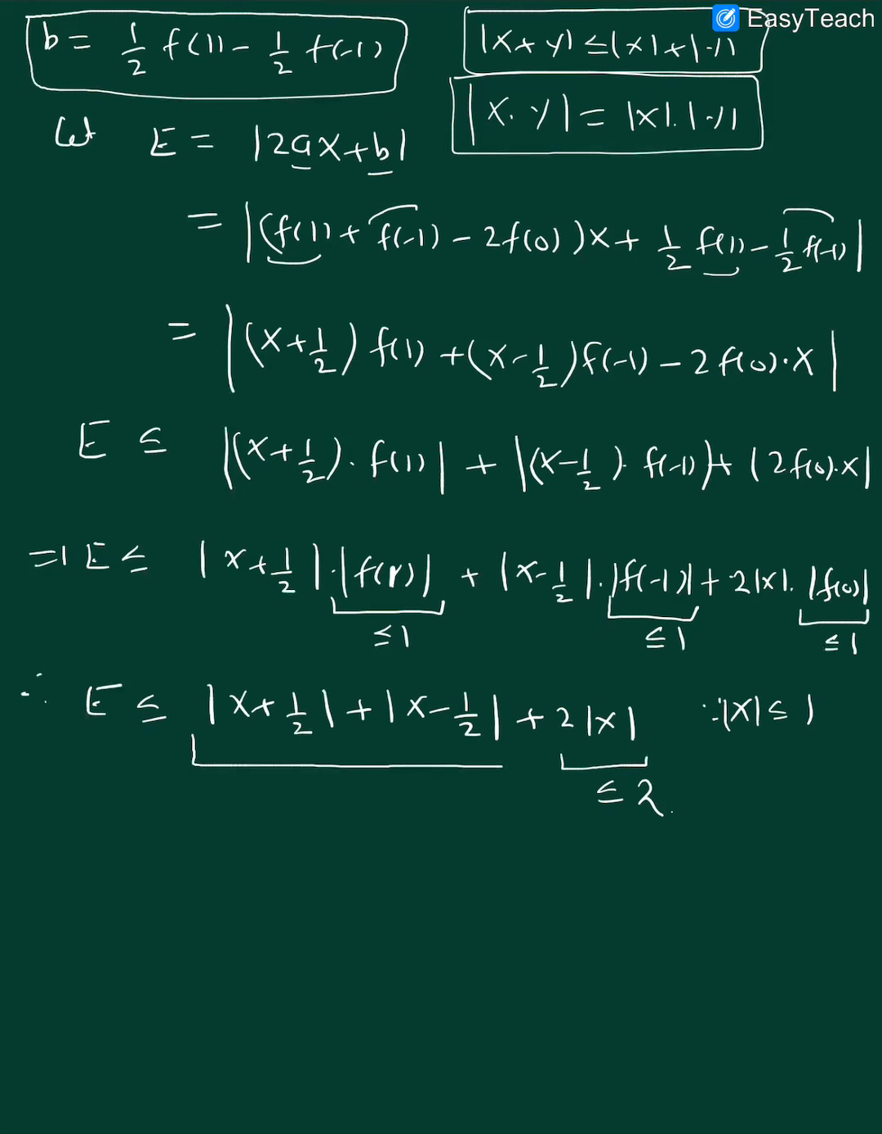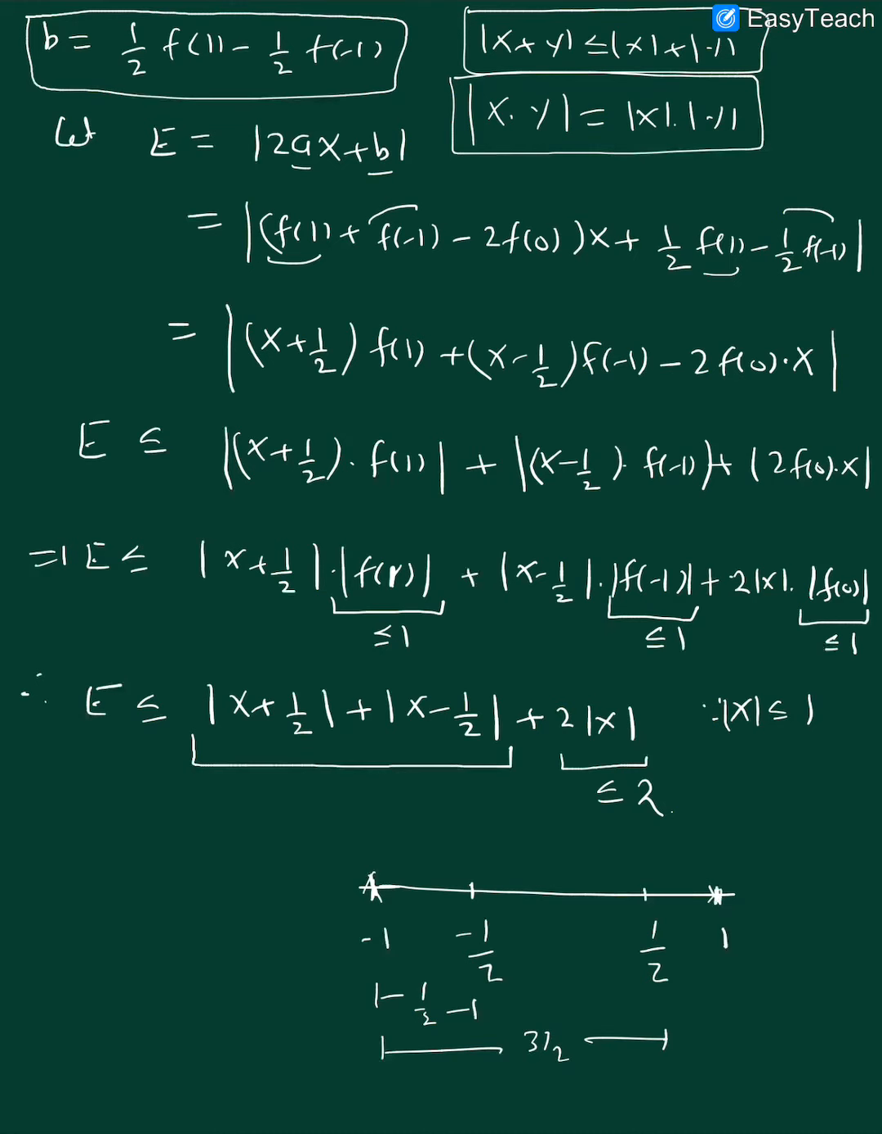And what does this sum represent? This sum represents the sum of distances of x from two points, -1/2 and 1/2, and x varies from -1 to 1. So clearly, the maximum value of this sum exists when x is at 1 or at -1, because the sum of distances of 1 and -1 from -1/2 and 1/2 will be maximum. And its maximum value is what? This one is 1/2, and this amount is 3/2.